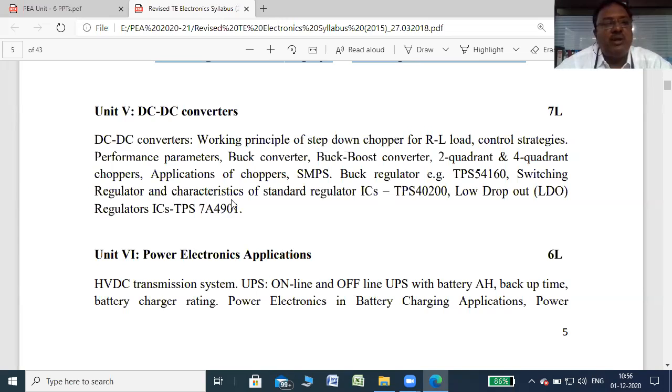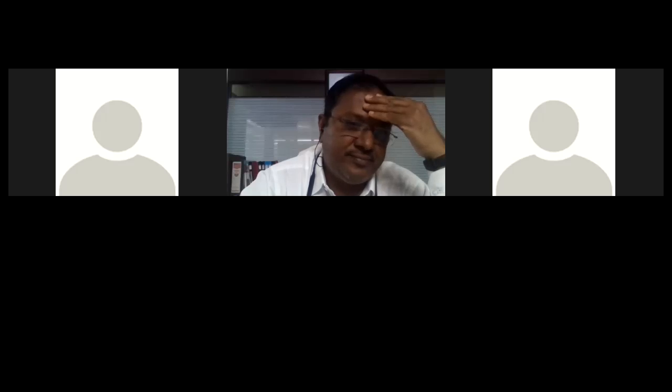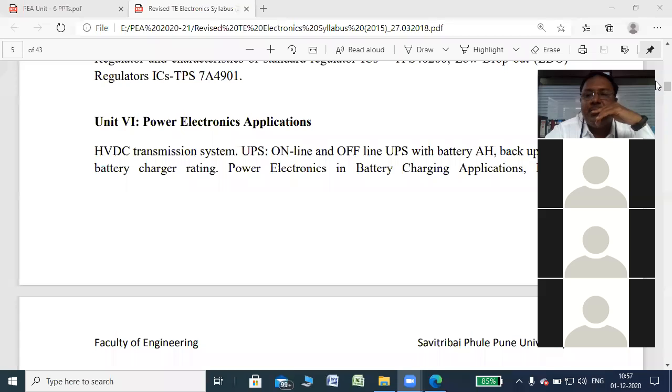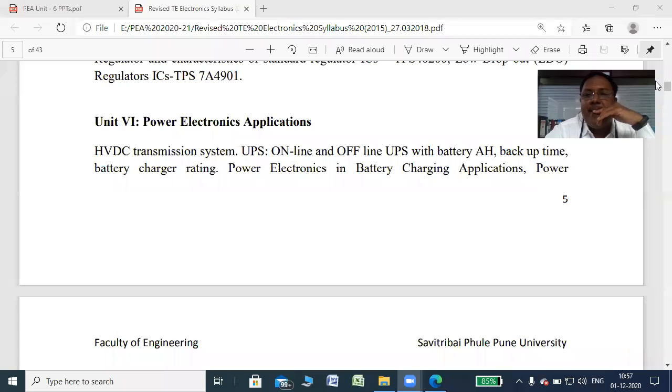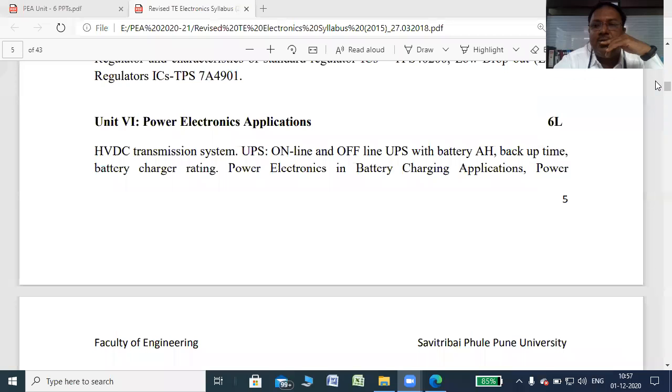Then in the last unit, applications of... okay, so again internet issue, so that we disconnect from the meeting.